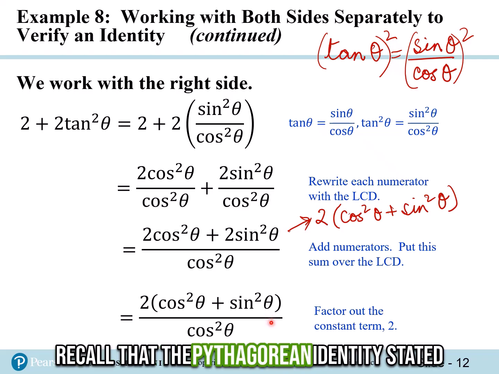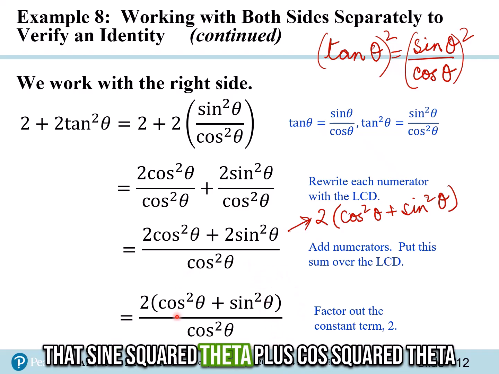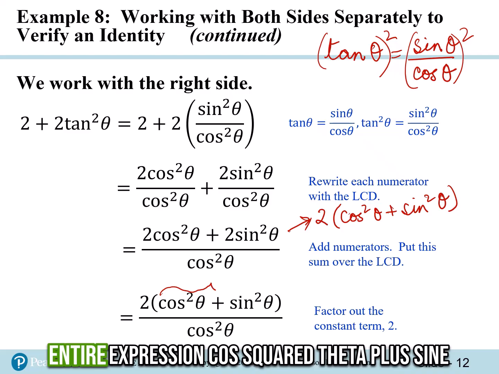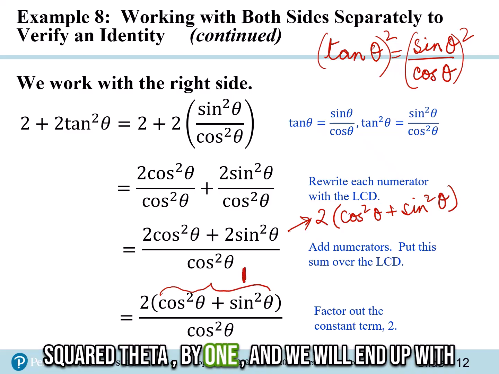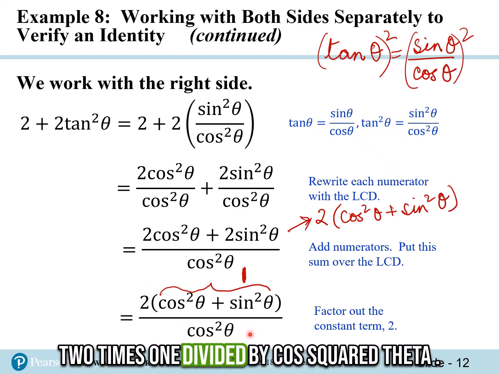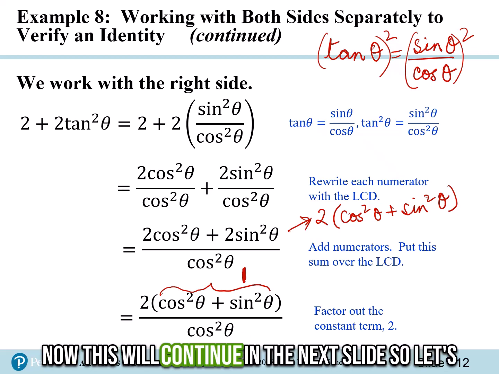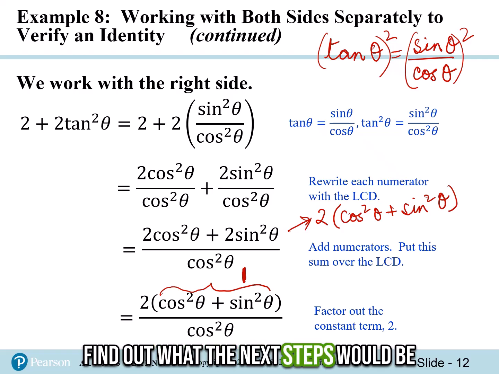Recall that the Pythagorean identity stated that sine squared theta plus cos squared theta is equal to 1. Therefore, we can replace this entire expression cos squared theta plus sine squared theta by 1, and we will end up with 2 times 1 divided by cos squared theta. Therefore, 2 divided by cos squared theta. Now this will continue in the next slide, so let's find out what the next steps would be.